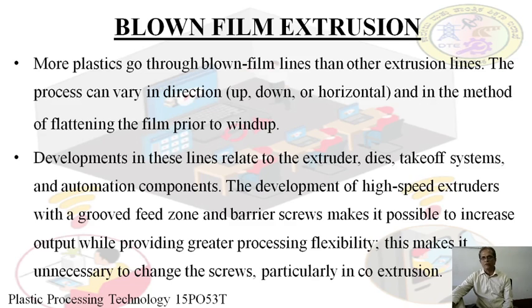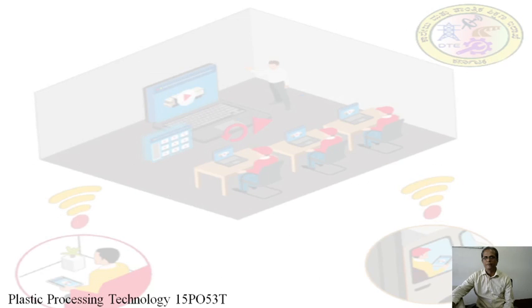The development of high-speed extruders with the grooved feed zone and barrier screws makes it possible to increase output while providing greater processing flexibility. This makes it unnecessary to change the screw, particularly in co-extrusion.